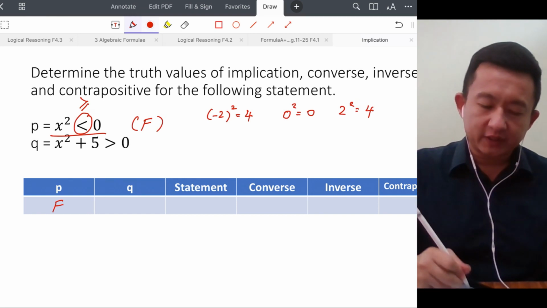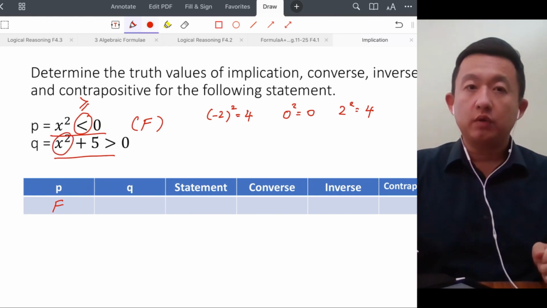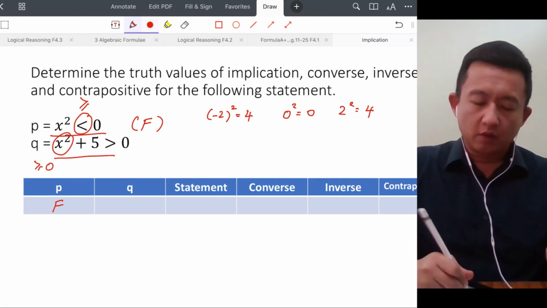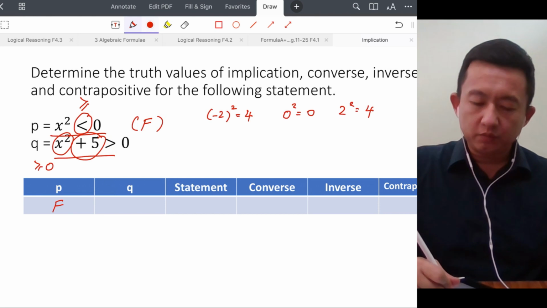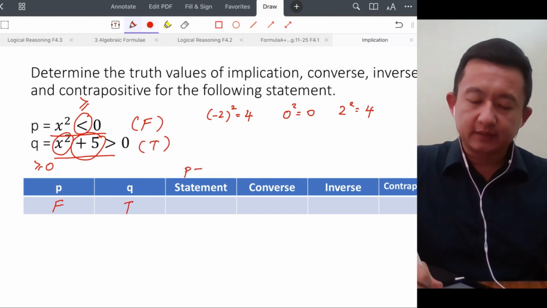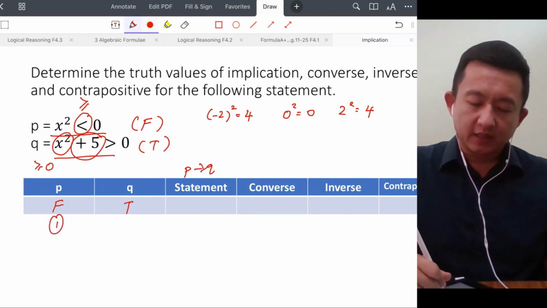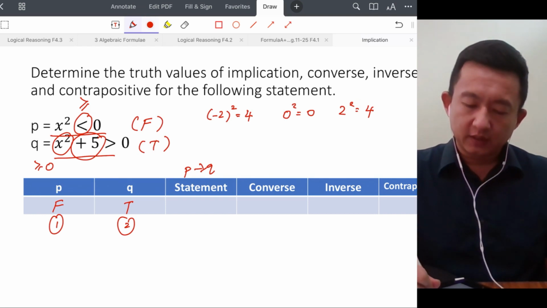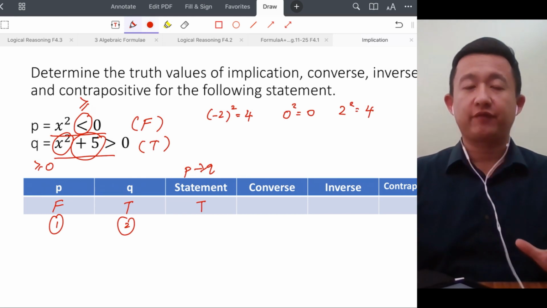And then you continue, you look at Q. If x squared were meant to be 0 or more than 0, when you add 5, definitely this output will be more than 0. So it makes sense. You look at the first one, which is if P then Q. So we look at P first. FT is not TF, so FT is T. Only TF gives us false. The rest give us true.